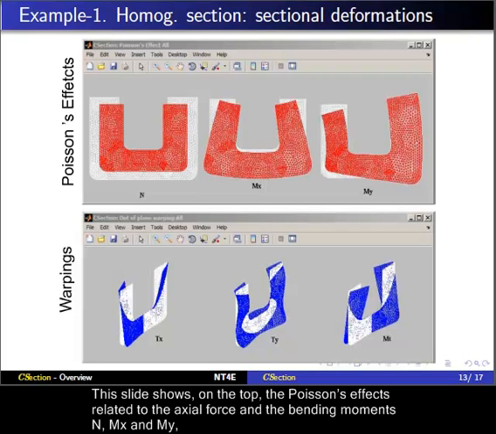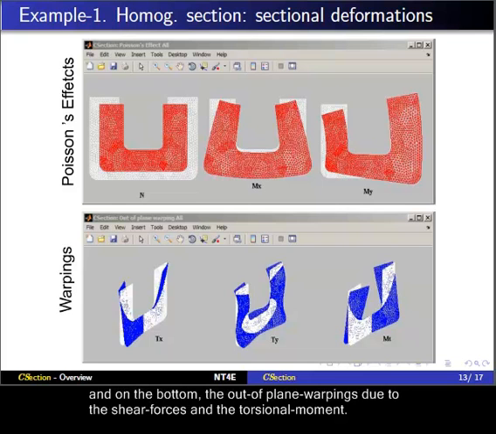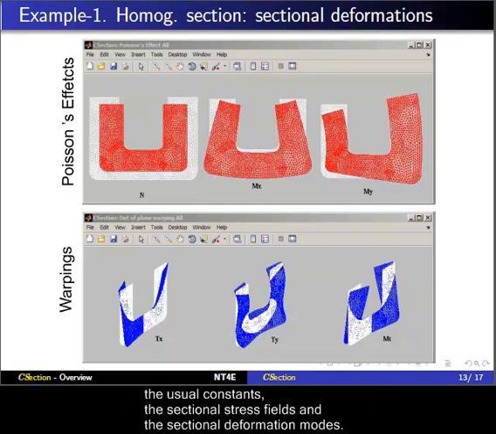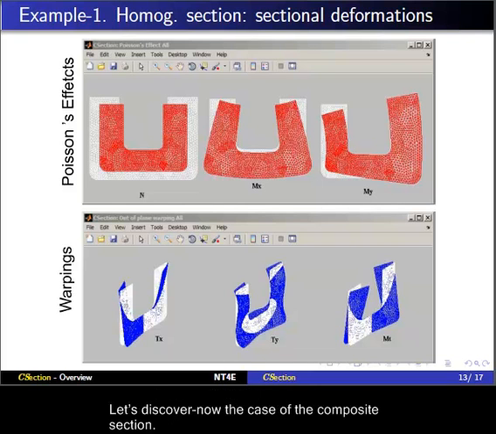This slide shows on the top the Poisson's effects related to the axial force and the bending moments, and on the bottom the out-of-plane warpings due to the shear forces and the torsional moment. To sum up for this homogeneous section, all the sectional characteristics have been computed: the 6-6 matrix of the 1D constitutive law, the usual constants, the sectional stress fields, and the sectional deformation modes. Let's discover now the case of the composite section.